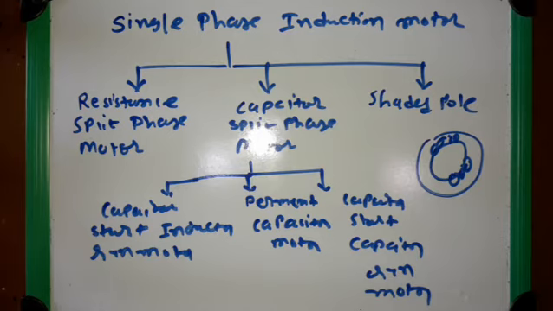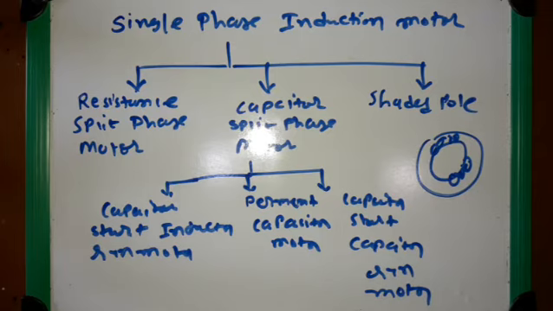Now the next one is the capacitor start capacitor run motor. In this type of motor we have two capacitors. One is connected in series and one is connected with the centrifugal switch. At the starting, when the centrifugal switch is closed, capacitor 1 is connected and capacitor 2 is also connected in the starting winding. After some time capacitor 1 is disconnected and capacitor 2 is connected in the running condition. This type of motor is generally used in drilling machines, blowers, refrigerators and air conditioning.